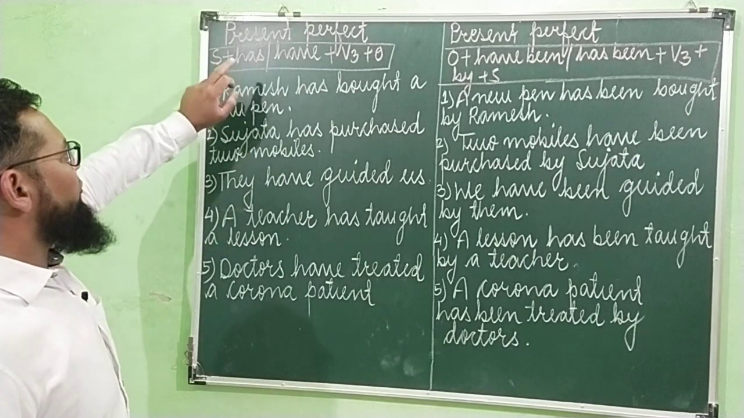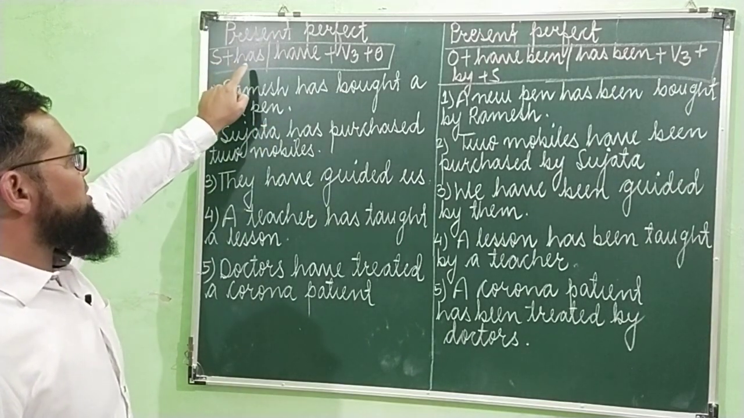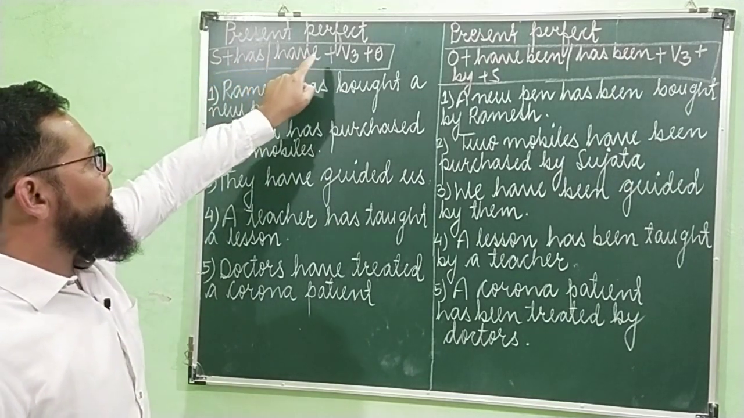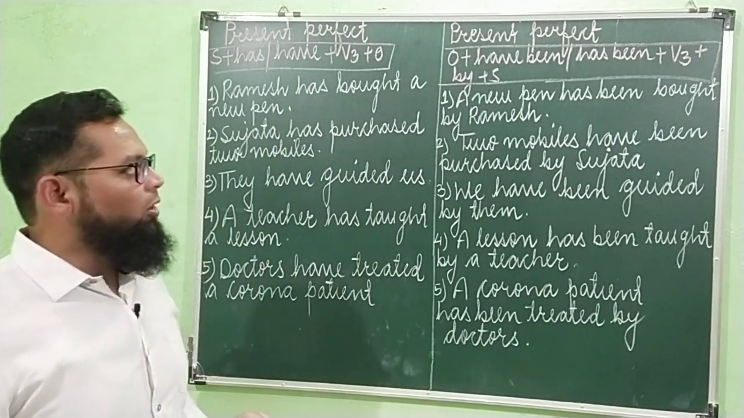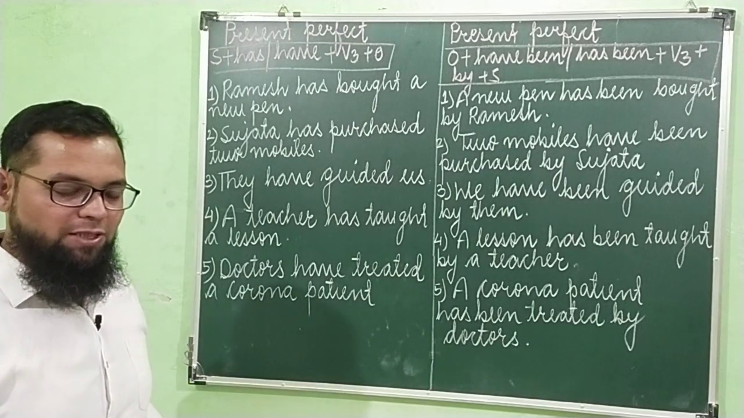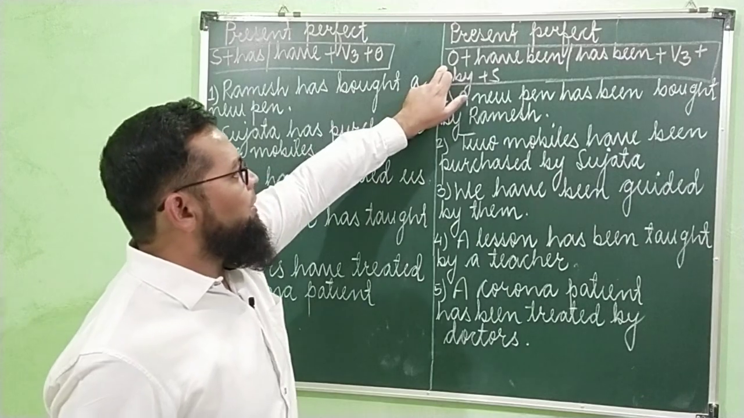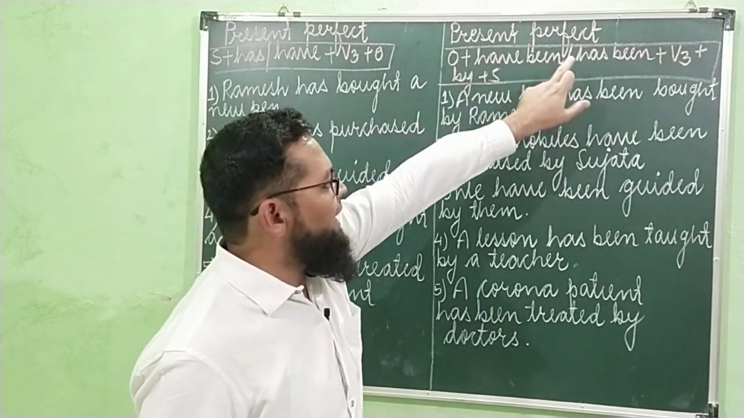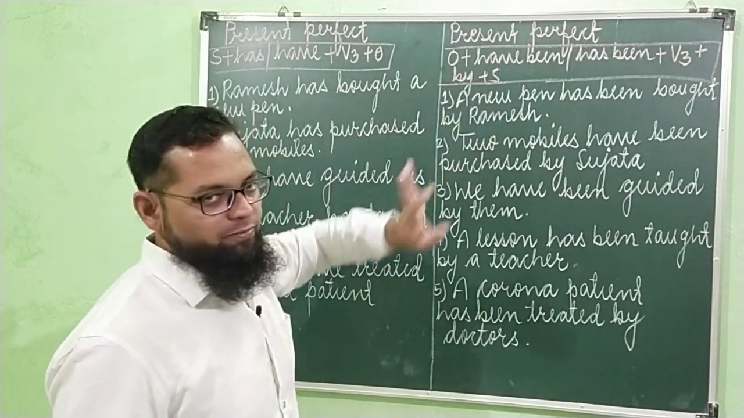The equation of active voice present perfect tense is subject plus either has or have plus verb in third form plus object. Now the modified equation or the equation of present perfect passive voice will be object plus either have been or has been plus verb in third form plus by plus subject.